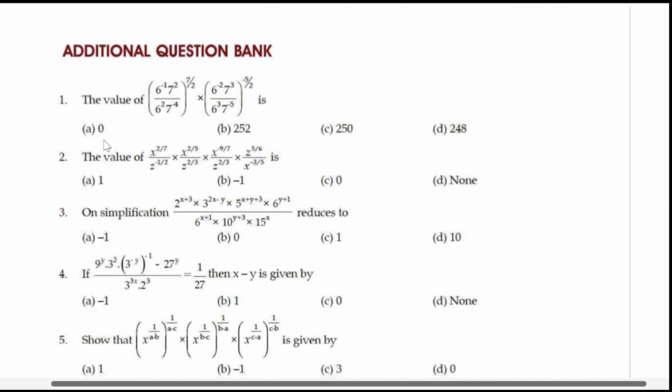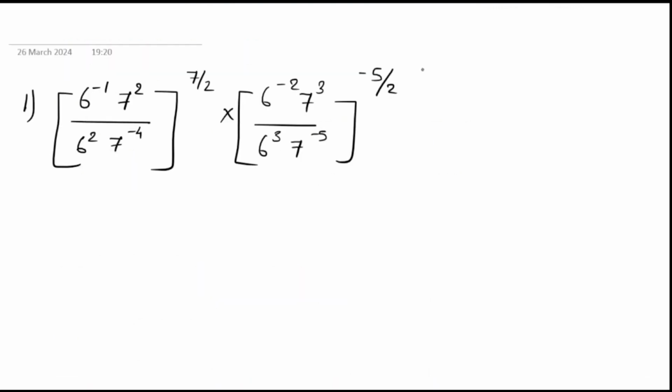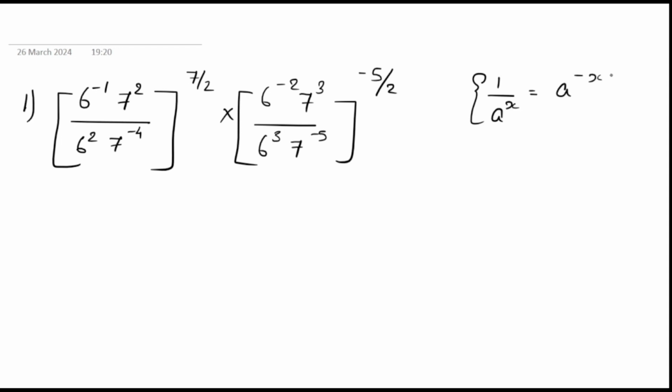So question number 1. The value of 6 to the power minus 1 into 7 to the power 2 divided by 6 square into 7 to the power minus 4, the whole to the power 7 divided by 2, into 6 to the power minus 2 into 7 to the power 3, the whole divided by 6 to the power 3 into 7 to the power minus 5, the whole to the power minus 5 by 2 is. So for this, first we'll apply the property 1 divided by a to the power x. This can be written as a to the power minus x.